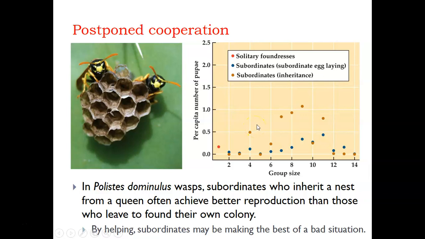So what this means is, I guess, twofold. One is that you're making the best of a bad situation. The other is that this is a nice example of a mutual benefit situation, right? These subordinates are helping the foundress queen, but they're doing it in anticipation that there's a chance that they'll later inherit that nest. And if they do inherit that nest, that's when they reap the benefits of all of the helping they've done prior to that point.